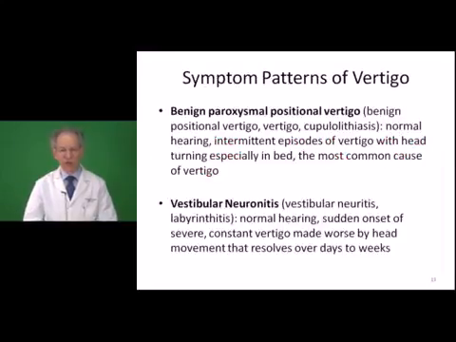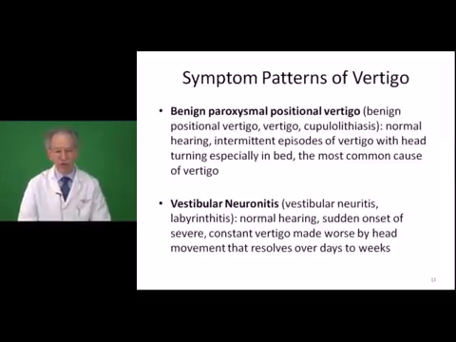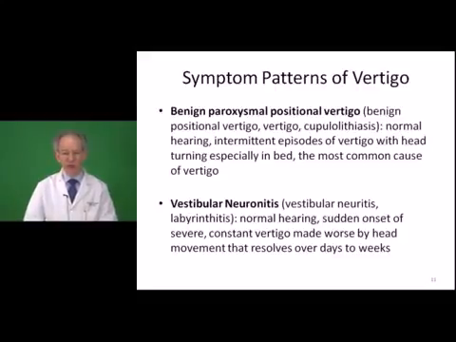Let's talk about the symptom patterns of vertigo. First, benign paroxysmal positional vertigo. Benign paroxysmal positional vertigo is often called simply benign positional vertigo. It's easier to say. Some patients will also call this condition vertigo. So if your patient says, "Doctor, do I have vertigo?" usually what they mean is, do I have benign paroxysmal positional vertigo?